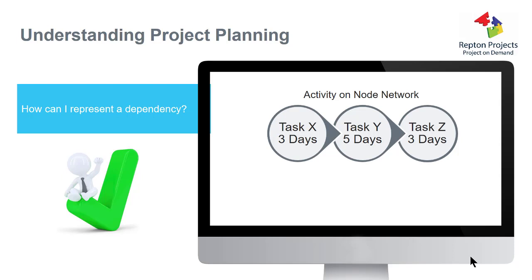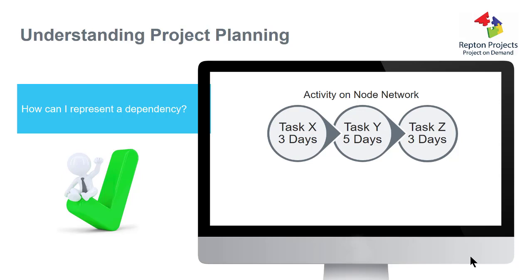Now, how can I represent these? Because yet again, you might have many of these dependencies. A picture paints a thousand words, so they say. There is something called an activity on node network that may help us do this. In this example, I've got 3 circles, as you can see, and each is a node or a task in our activity on node network.